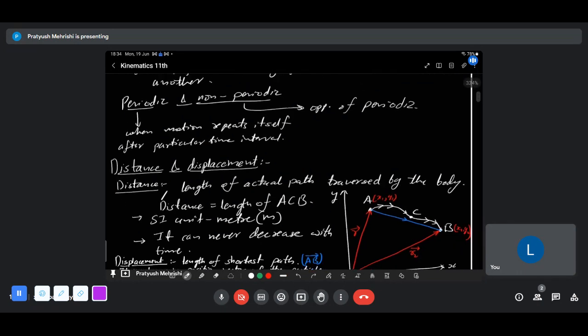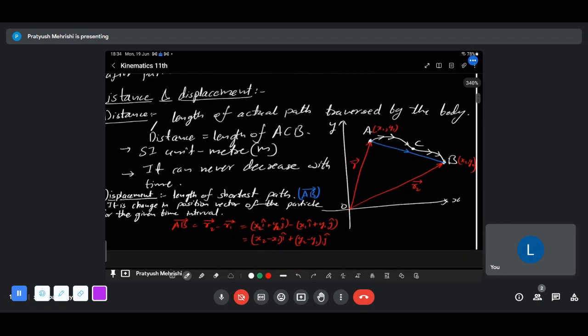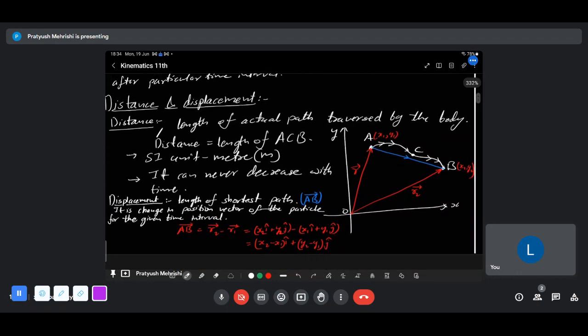Next, we come upon distance and displacement. What is the definition of distance and definition of displacement? Distance is the length of the actual path. Like, see this curved path ACB. Its actual length, like you are spreading a thread from A to C and then C to B. Then the length of that thread will be the length of the path.